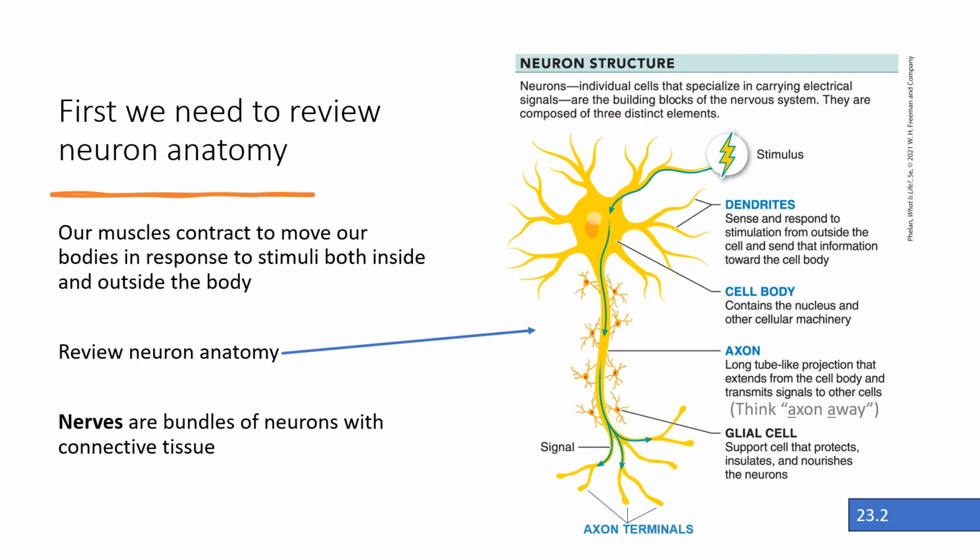You may remember that a neuron has three main parts: the cell body, which contains the nucleus and other organelles, the dendrites, which receive signals, and the axon, which transmits. Again, remember axon away. These neurons are bundled together with connective tissue to form nerves.